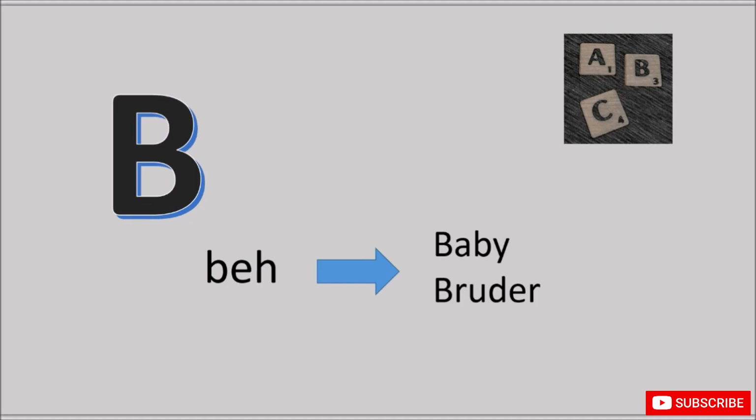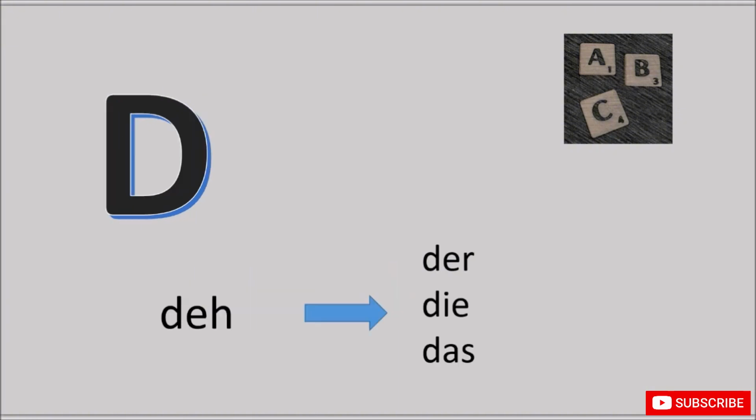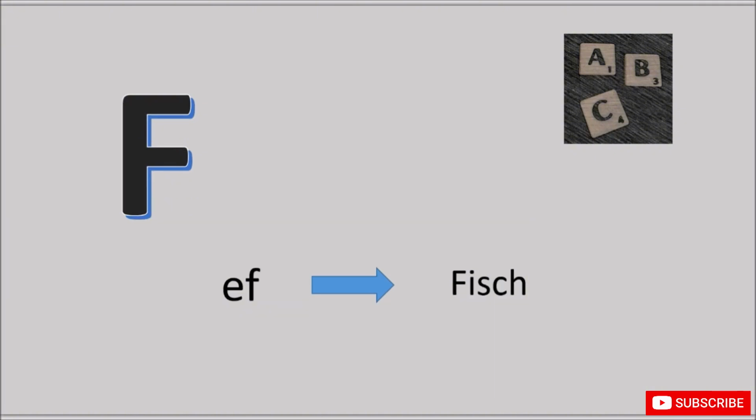B, wie Baby, Bruder. C, Celsius, begins with C. D, of course, der, die, das, begin with D. E, the elephant. F, fish, begins with F.